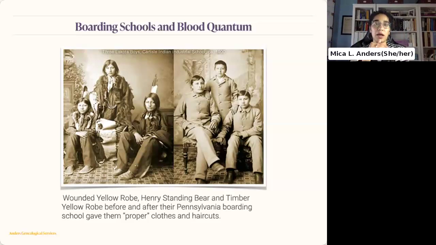Lower the blood quantum of people who were Native. It was to really make them seem more European, bring them closer to whiteness, take away the parts of them that were really tied to their culture and to assimilate them and make them quote unquote proper.